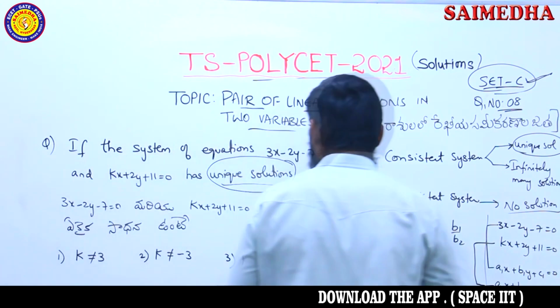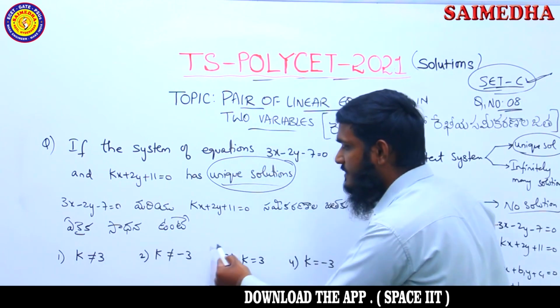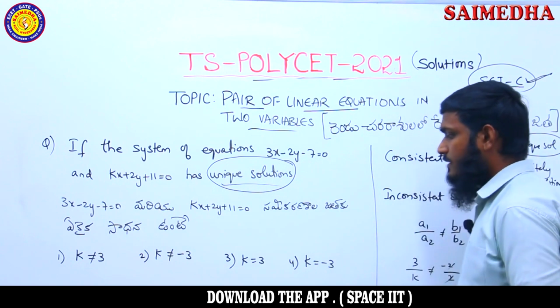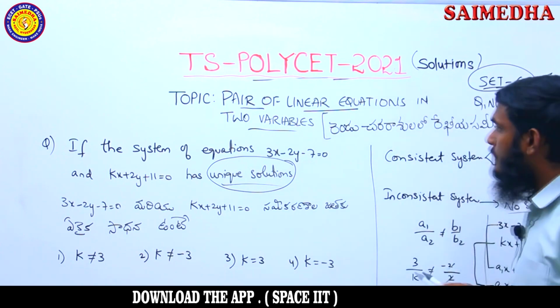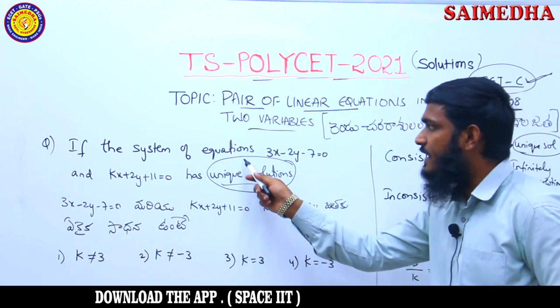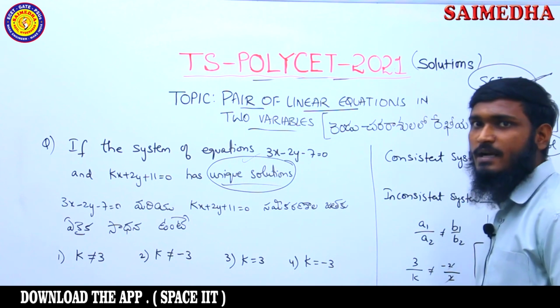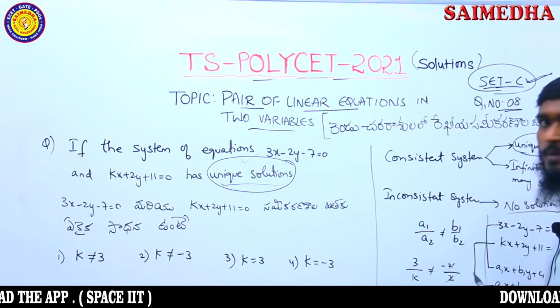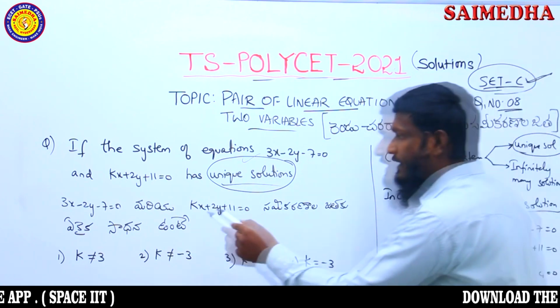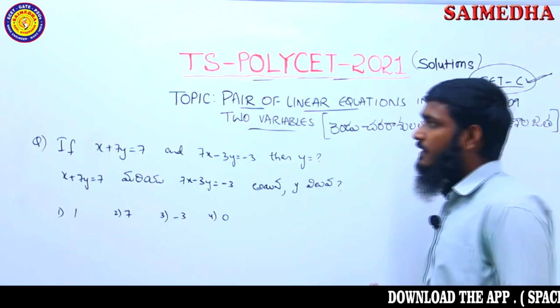So let us check the options over here. K is not equals to 3, k is not equals to minus 3, k is equals to 3, or else k is equals to minus 3. If we are solving these equations, the condition given is unique solution, and we have applied the condition of unique solution, which is a1 by a2 not equals to b1 by b2. We are getting the answer as k is not equals to minus 3. So our option number 2 will be correct.